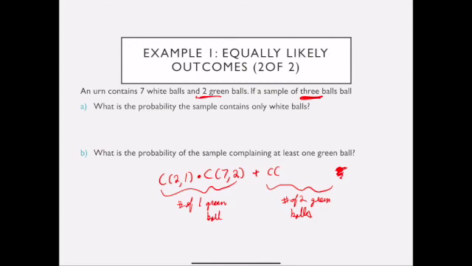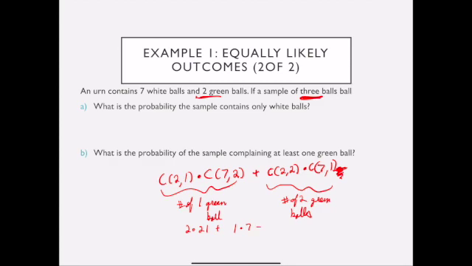So now I choose 2 from the 2 green balls, times how many ways can I choose 1 white ball out of 7. So this is going to be 2 times 21 plus 1 times 7.